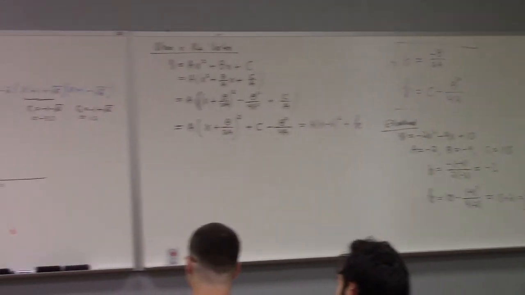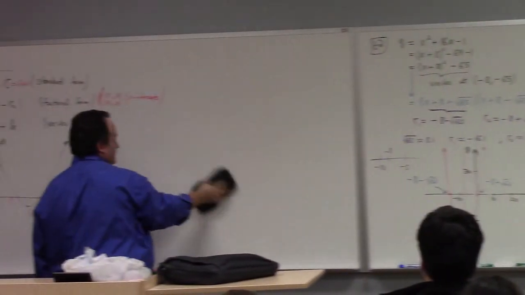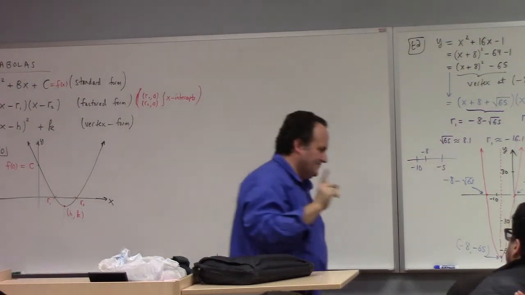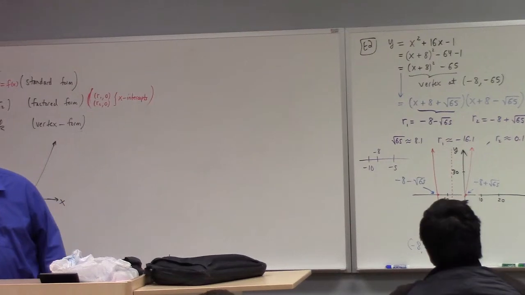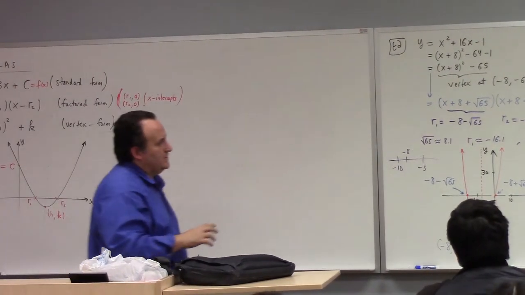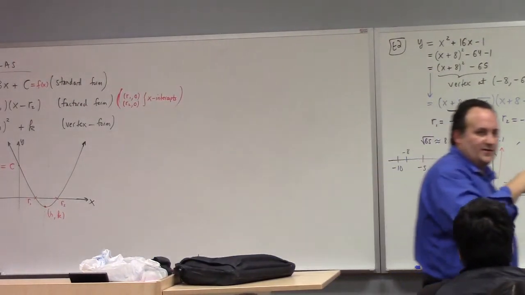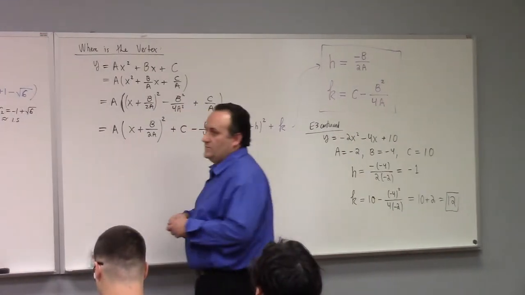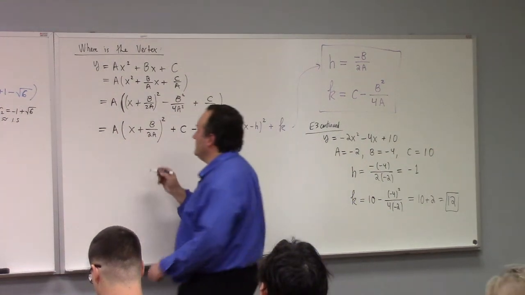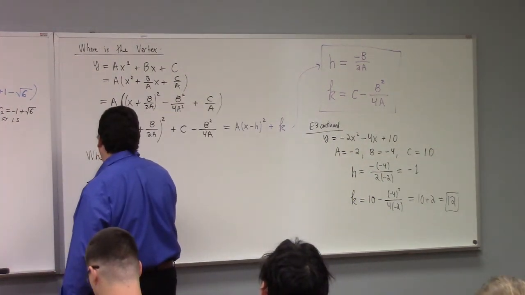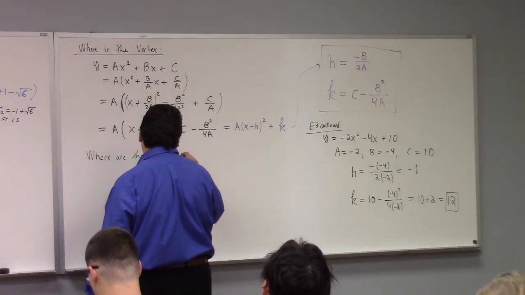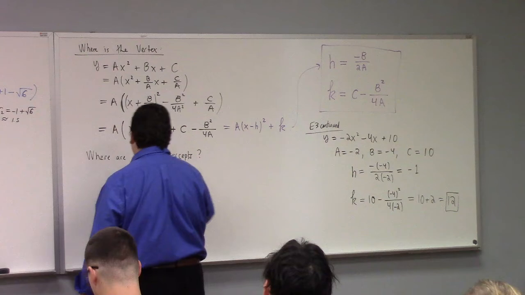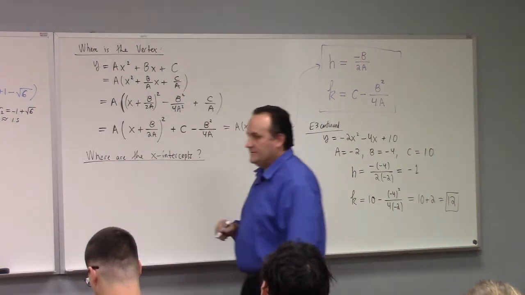Let's see if we can find another example. Oh, before I forget, I should point out some things. There are some really neat patterns to see here, right? Where are the x-intercepts? That's also a question we should ask, right?